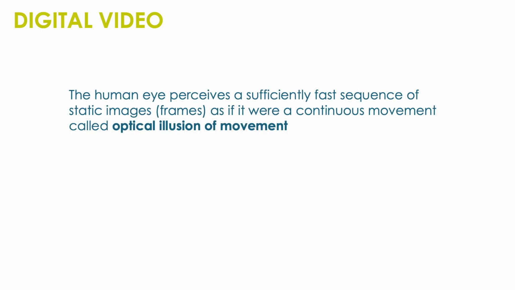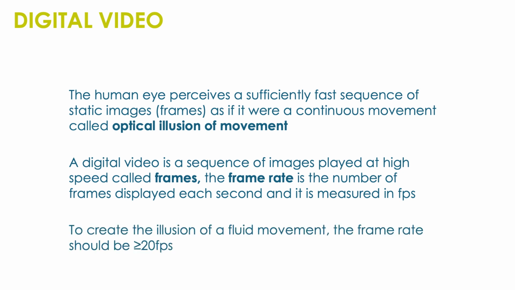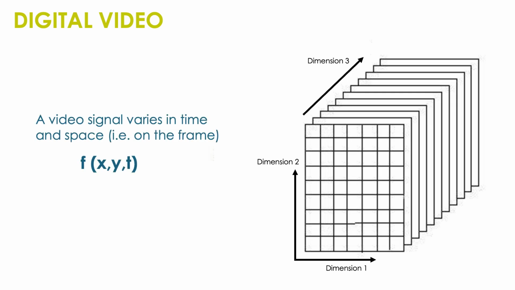Digital video leverages the human eye's ability to perceive a rapid sequence of static images as continuous motion. This phenomenon is called the optical illusion of movement. A digital video is essentially a sequence of images or frames played at high speed. For smooth motion, the frame rate, measured in frames per second, FPS, should be at least 20 FPS. From the mathematical point of view, a video is a signal that varies in three dimensions, 2D for the space and 1D for the time. We can see it in the picture.